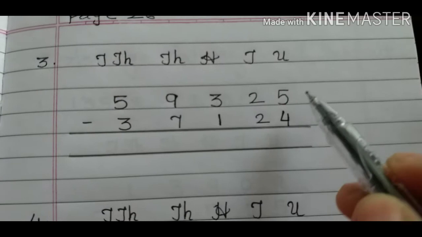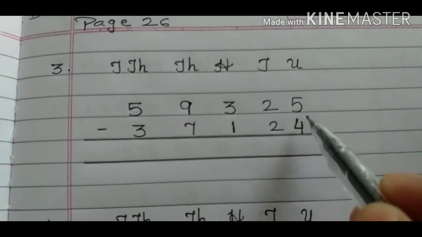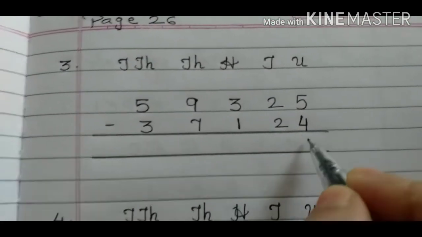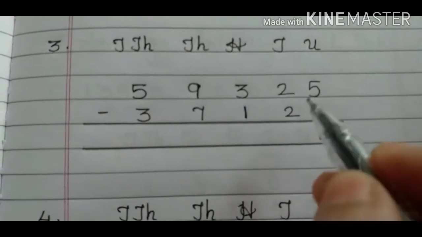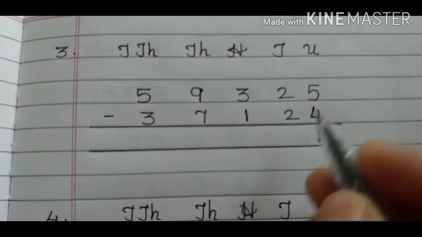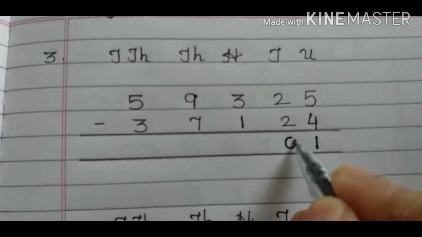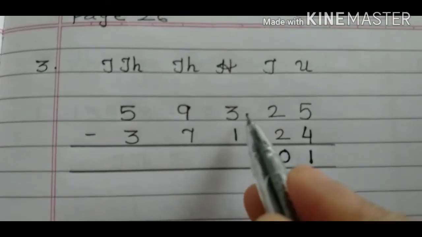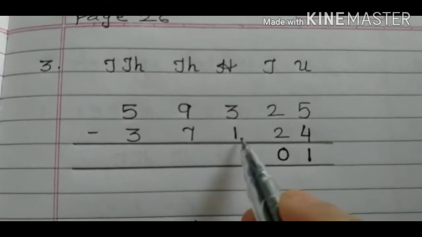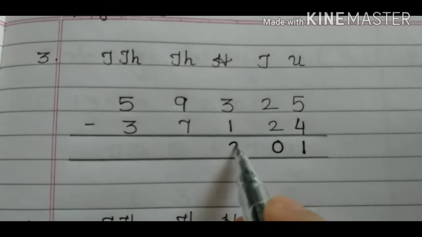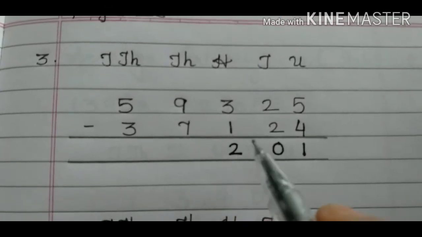So we'll start our subtraction from units place. 5 minus 4 is 1. So write down 1 in units place. 2 minus 2 is how many? 0. So write down 0 in tens place. In hundreds place, 3 minus 1 is 2. So write down 2 in hundreds place.